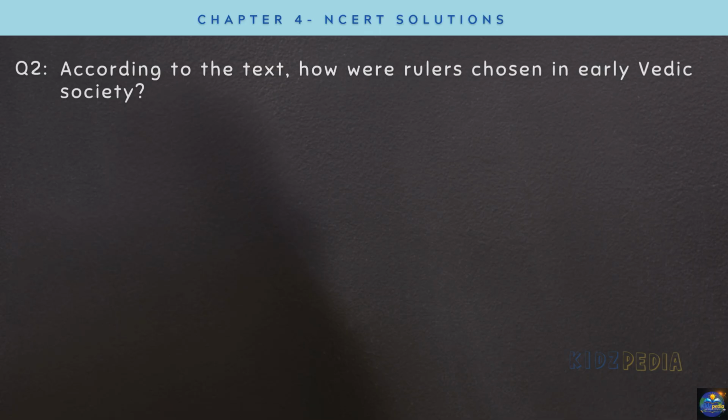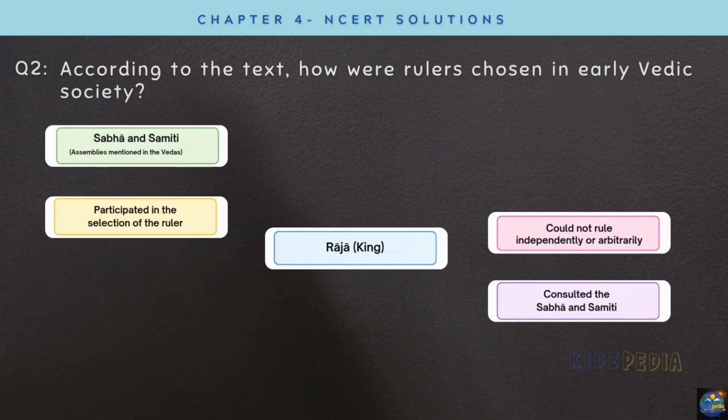So what we learned in the text? In early Vedic society, the Raja or the king was generally chosen by the people through assemblies rather than automatically inheriting the position. Sabha or Samiti played an important role in the society. These assemblies advised the ruler and helped in important decisions. A good ruler was expected to listen to their advice rather than rule entirely on his own.